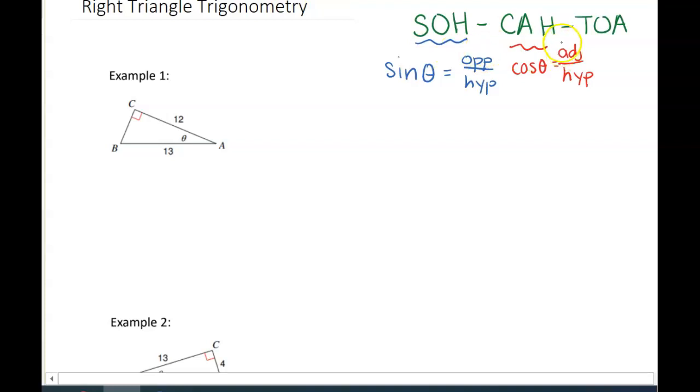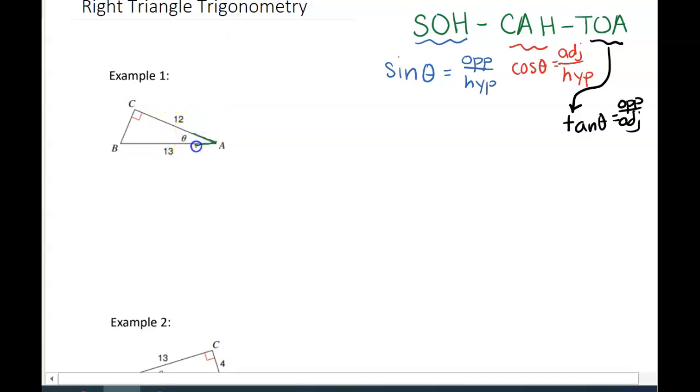And last but not least, I have room, so I'm going to come down here. The tangent of some angle is equal to the opposite side over adjacent side. And if you know that, the rest is fairly simple. All right, so if we look at example 1, here we're trying to solve for theta, which is an angle measure. Okay, so this is our reference angle.